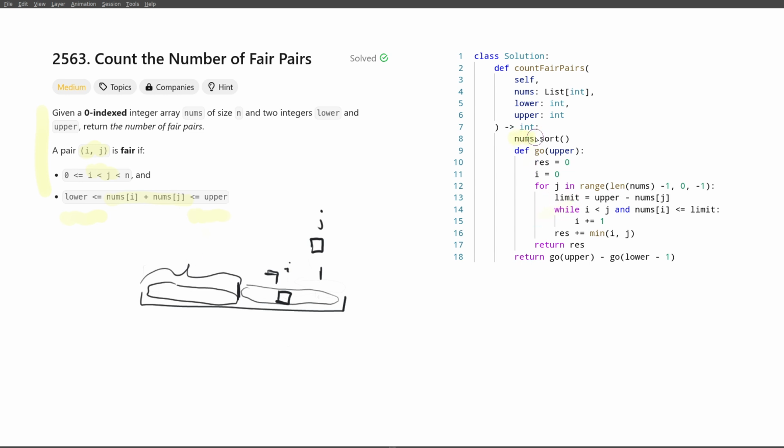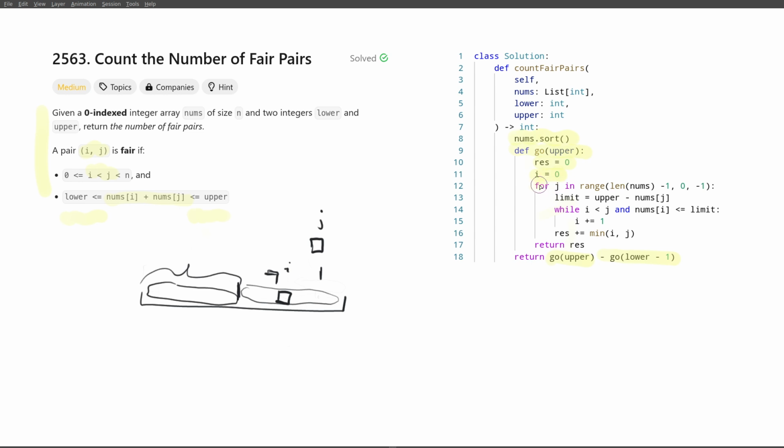So we sort the array, and we have a helper function that counts the number of pairs whose sum is less than or equal to upper. So the final result is go of upper minus go of lower minus 1. This is what I said previously. And to count it using two pointers, we maintain the current result. We maintain the left end at variable i. So variable i will be pointing to the first bad value, the first element we cannot take to create a pair.